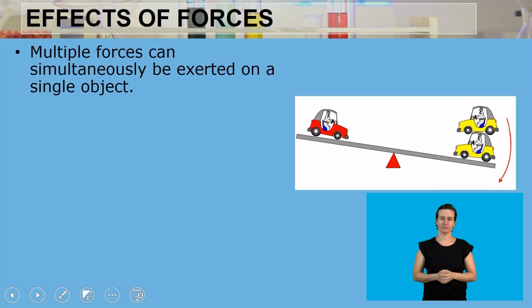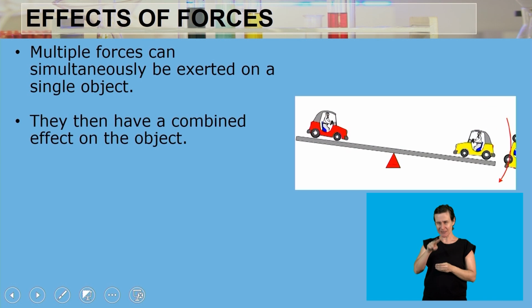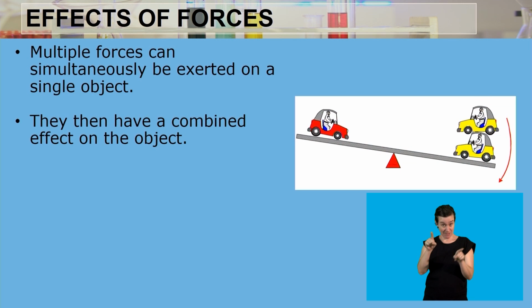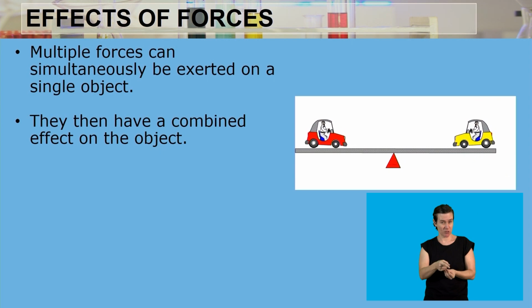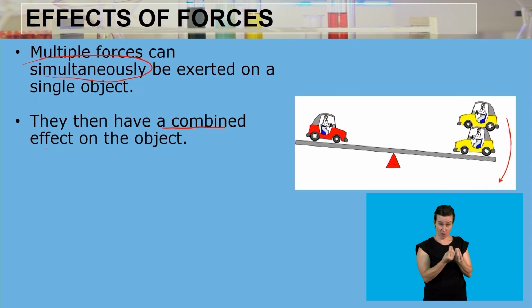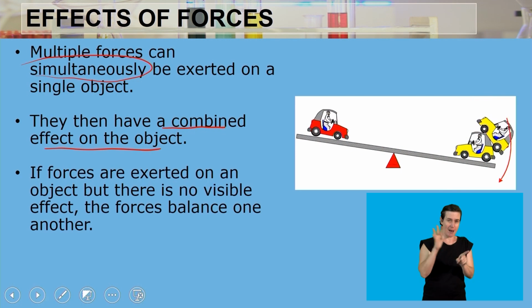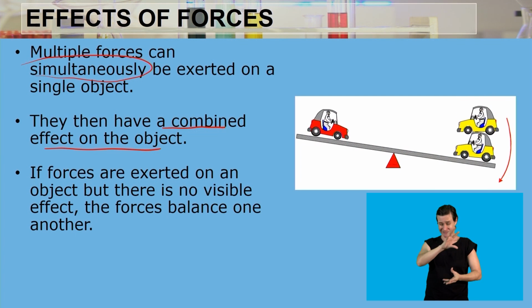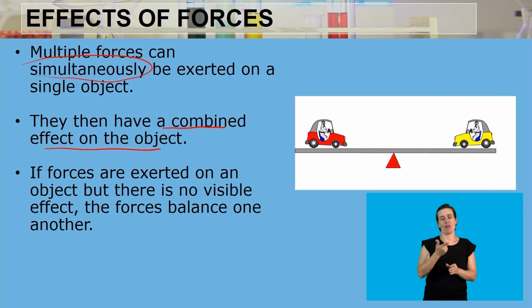Now, continuing with the effects of these forces. Multiple forces can simultaneously be exerted on a single object. That means two or more forces can be exerted on the very same object at the very same time. When we are exerting forces simultaneously onto one object, they are going to have a combined effect on the object. So when we add up all those forces that we are applying onto that one particular object, they are going to have a combined effect.